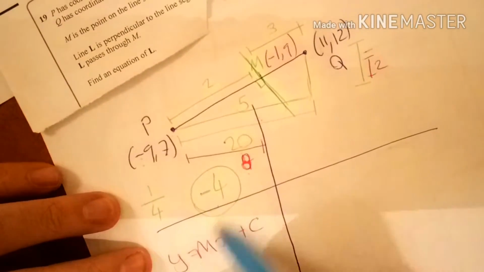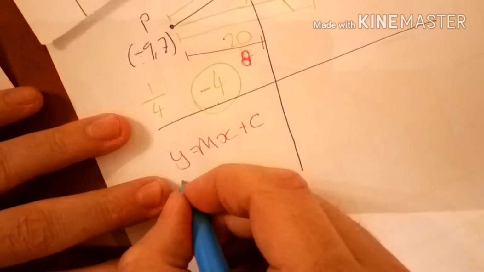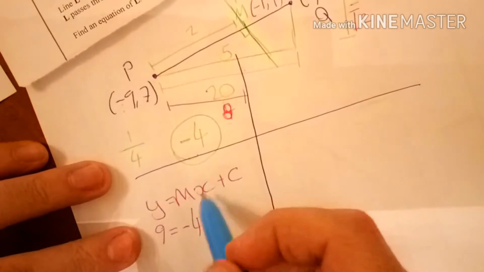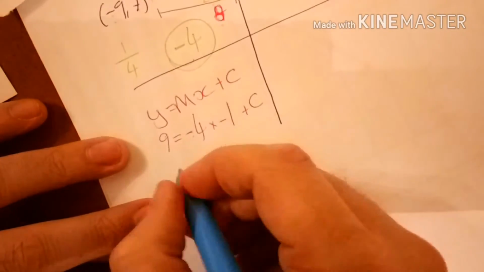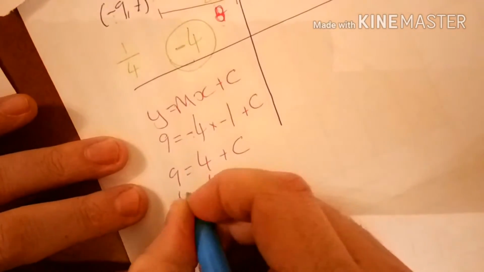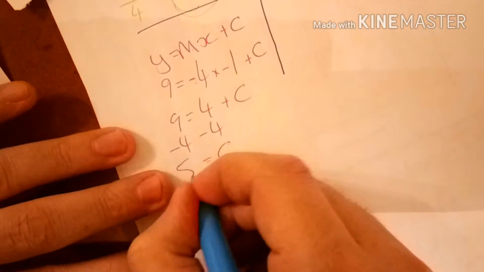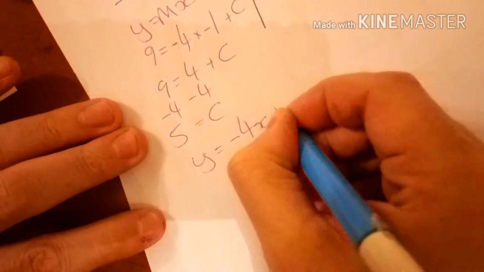We have one set of coordinates for the green line, and that's for M, which is your -1, 9. My y value is 9, so I've got 9 equals, my gradient is -4, times x, which is -1 there, plus c, and it's just an equation we have to solve. -4 times -1 is 4, and we subtract 4 from both sides to give us c. 9 minus 4 is 5. Okay, so 5 equals c. So my equation ends up being y equals -4x plus 5.